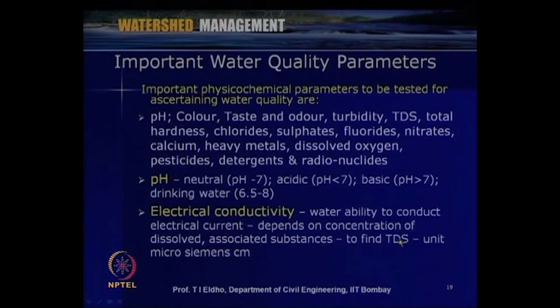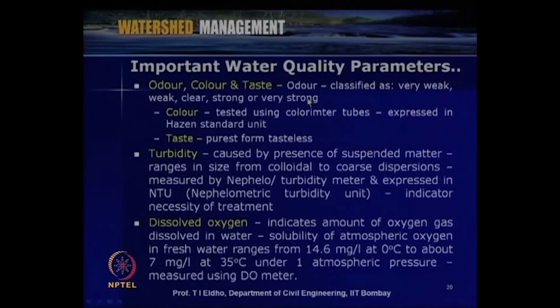So, to find the TDS we can do a specific test, and the unit is generally microsiemens per centimeter. Then some of the other important water quality parameters are odor, color and taste. Odor we can classify as very weak, clear, strong or very strong. This we can do ourselves. So, that is the odor of the water.